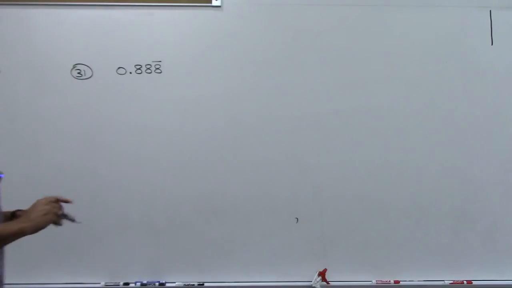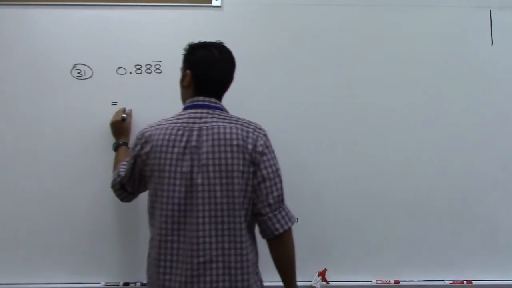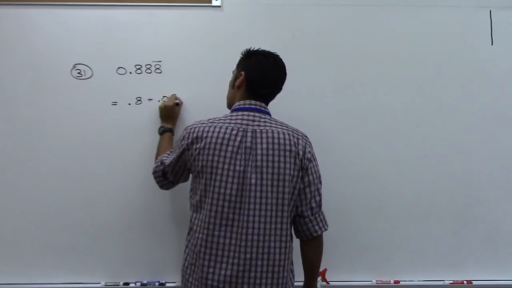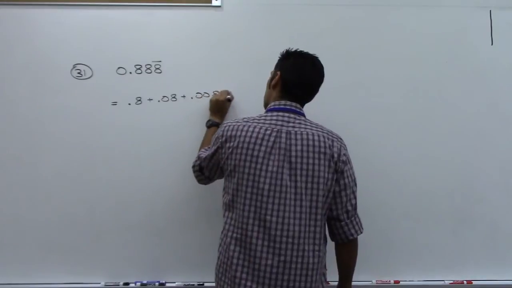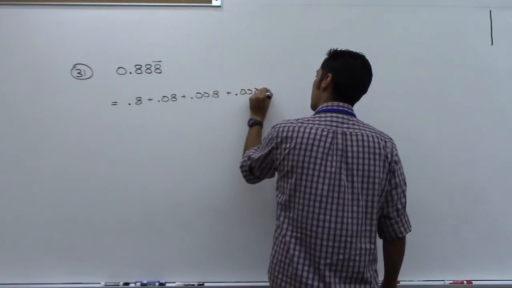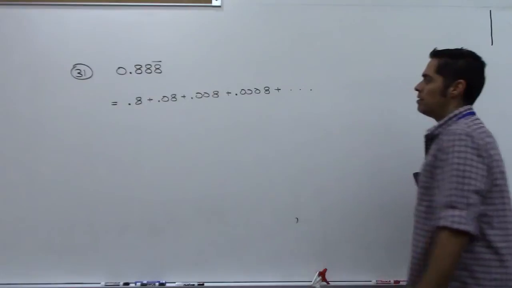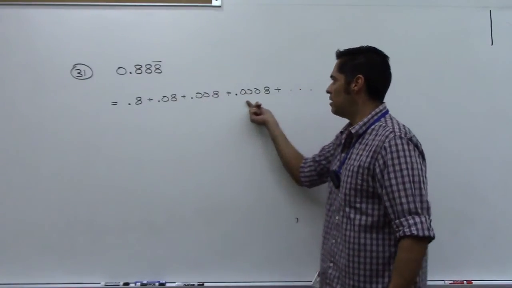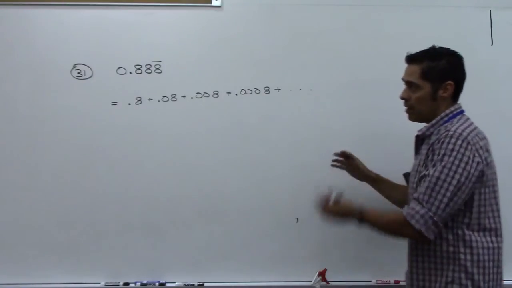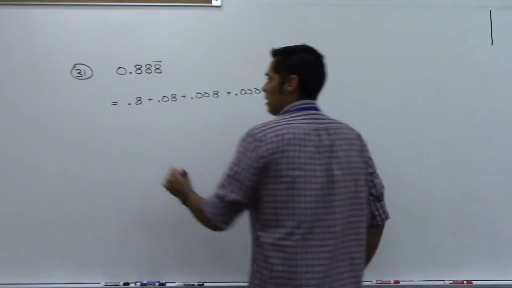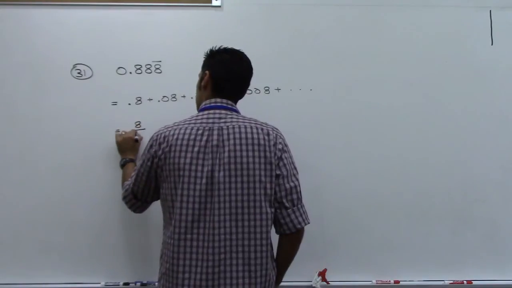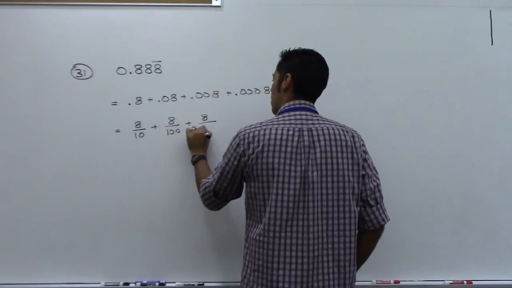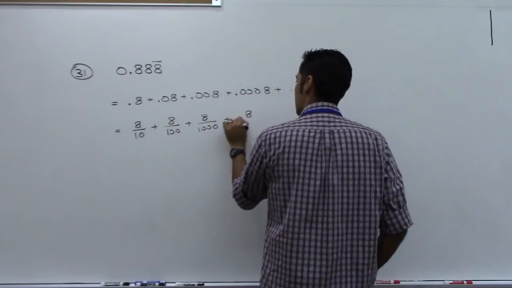Well, first thing I'm going to do is just write down what this is. This is equal to 0.8 plus 0.08 plus 0.008 plus 0.0008 and then forever, right? Because if I add these two together, I get 0.88. If I add them to this, 0.888, to this, 0.88888, and we keep doing that forever, we'll get all the 8s forever. Now this is equal to 8 tenths plus 8 100ths plus 8 1,000ths plus 8 10,000ths forever.